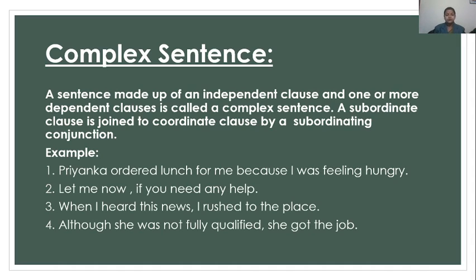Look at the example. Priyanka ordered lunch for me because I was feeling hungry. Here, Priyanka ordered lunch for me is my first clause, and because I was feeling hungry is my second clause. There are two clauses, it means this is not a simple sentence. Now, which one is dependent and which one is independent? First of all, we will try to find out the independent, that is the main clause, independent clause.